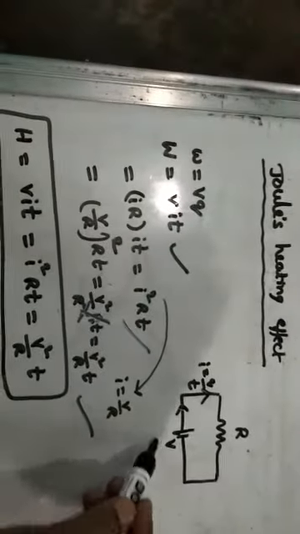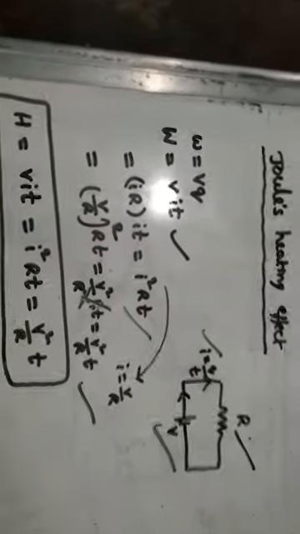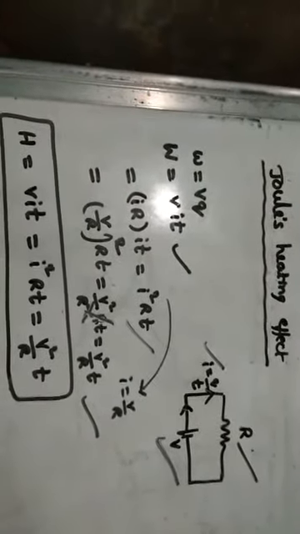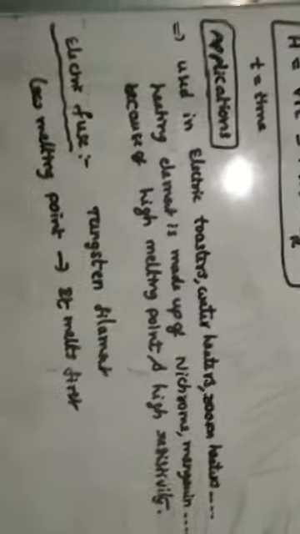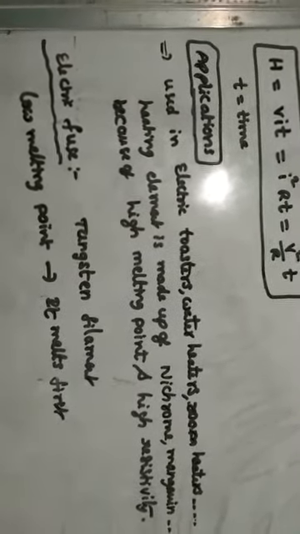So here the formulae are in terms of V, I and T, in terms of three factors. According to the given data, choose the formula. I told you T means time taken. Here applications are there, see the notebook, I have explained the applications in the notebook.